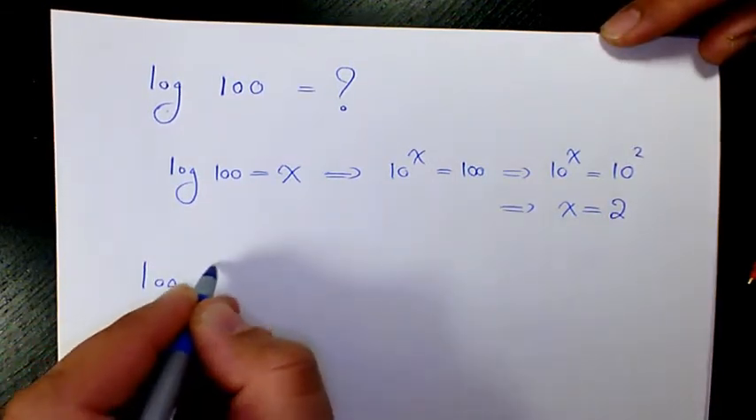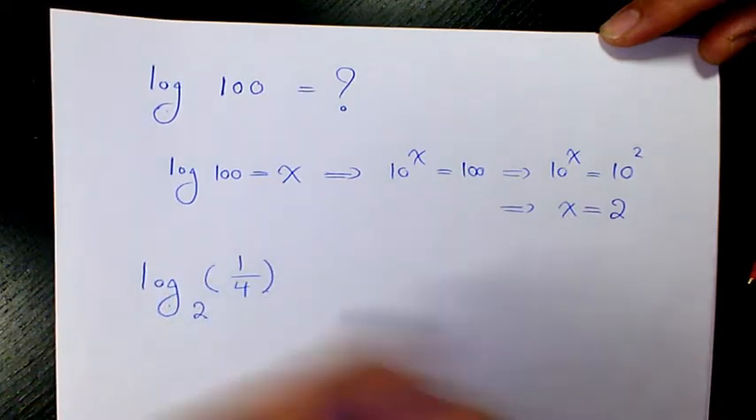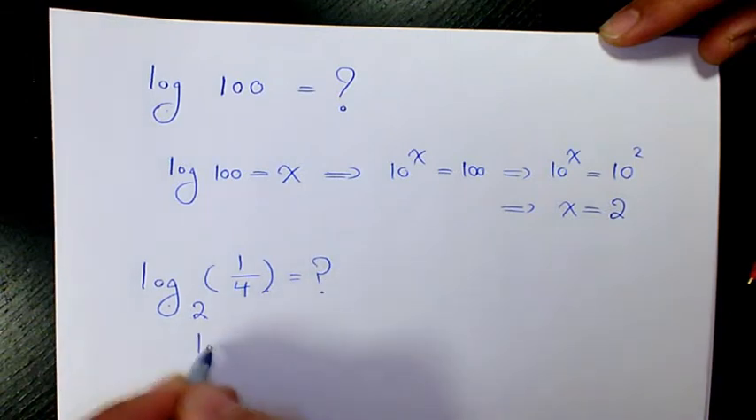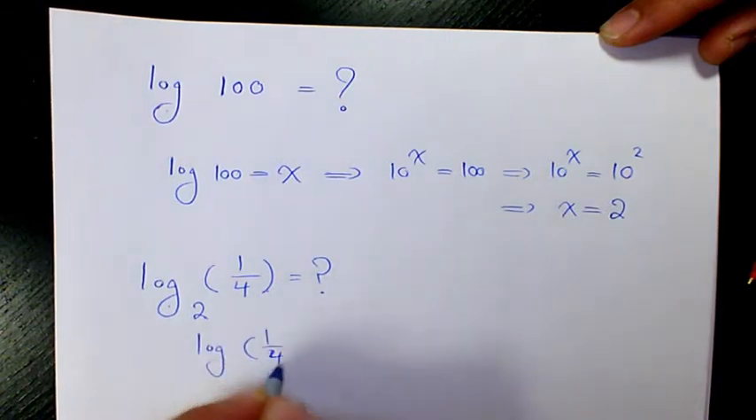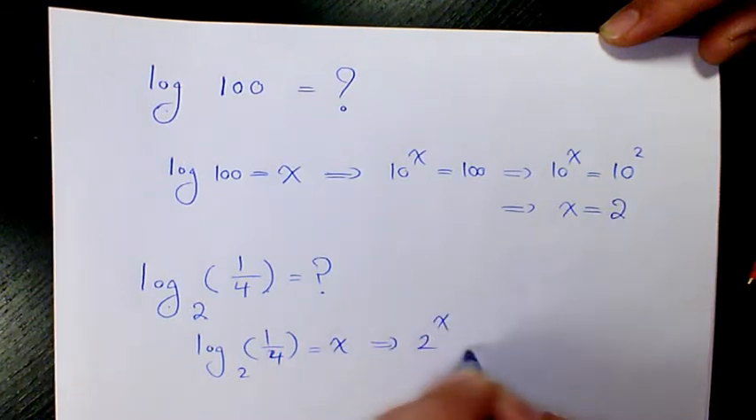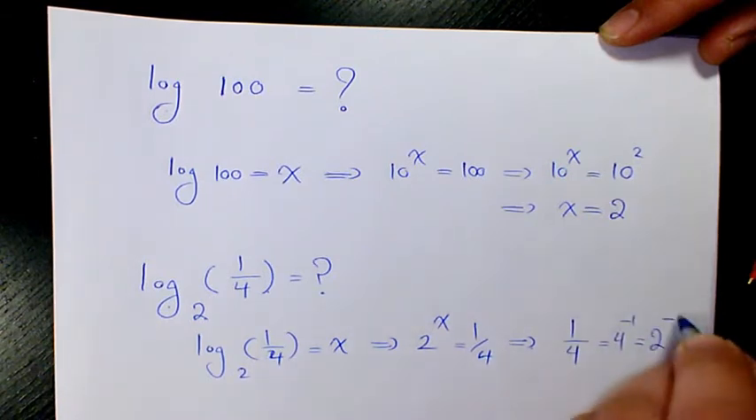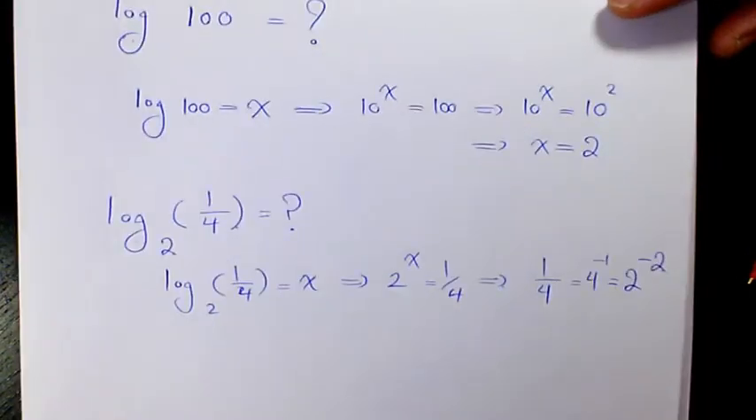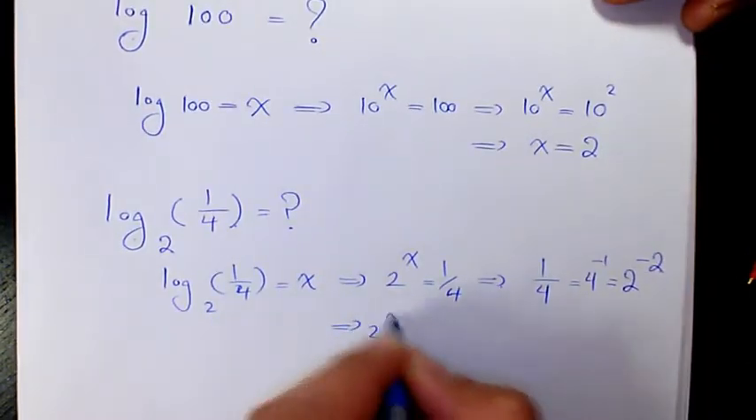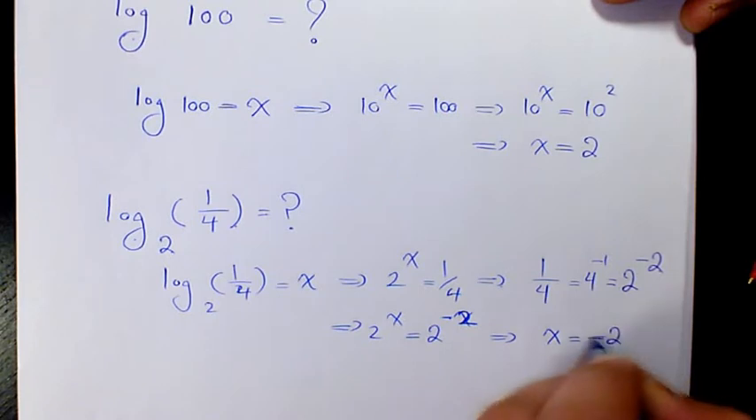Log 1 over 4 base 2. We're going to say log 1 over 4 base 2 equals x. 2 to the power of x equals 1 over 4. We know 1 over 4 is 4 to the power of negative 1 or 2 to the power of negative 2. Then we can say that 2 to the power of x equals 2 to the power of negative 2. So x will be equal to negative 2.